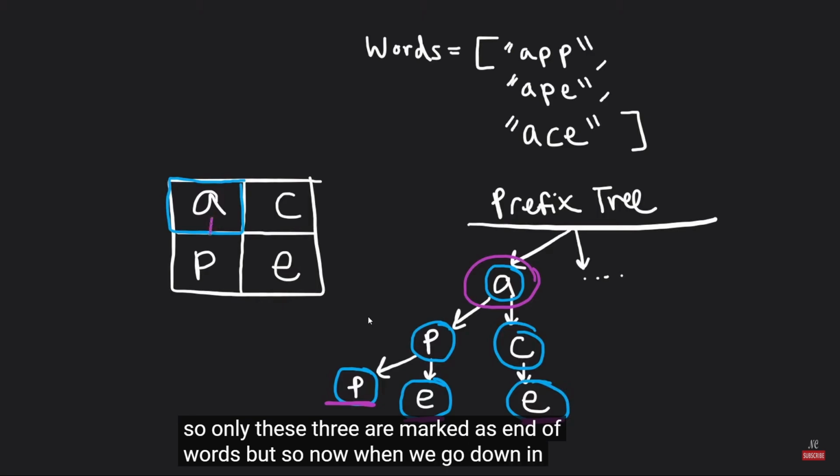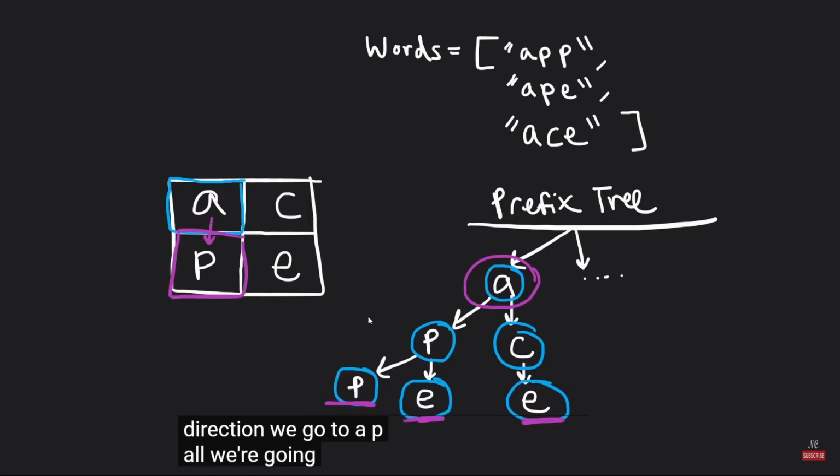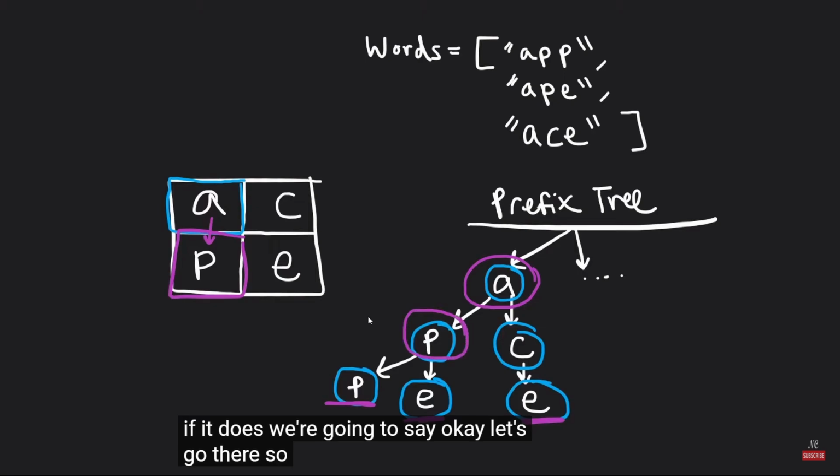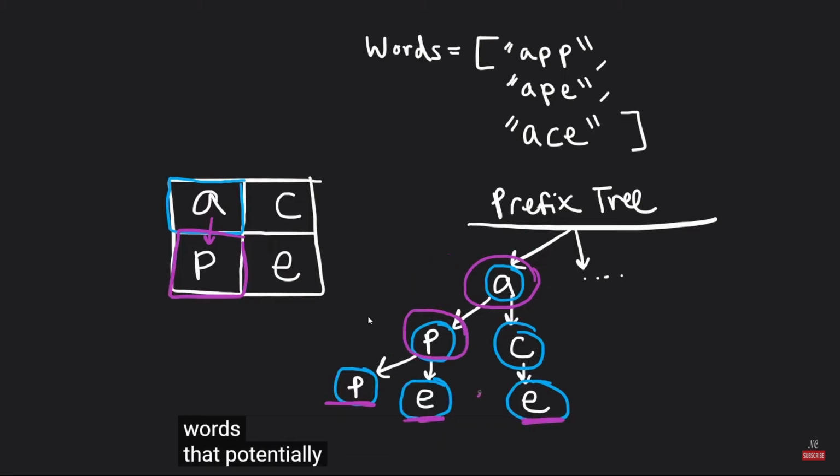But so now when we go down in this direction, we go to a P, all we're going to do from this position is check, does this have a child P? If it does, we're going to say, okay, let's go there. So now this is going to be all words that potentially start with AP, so this prefix.